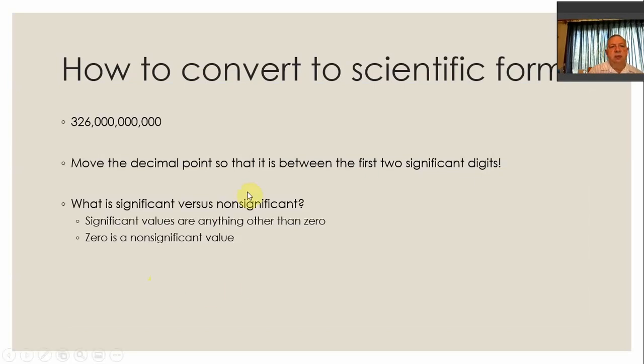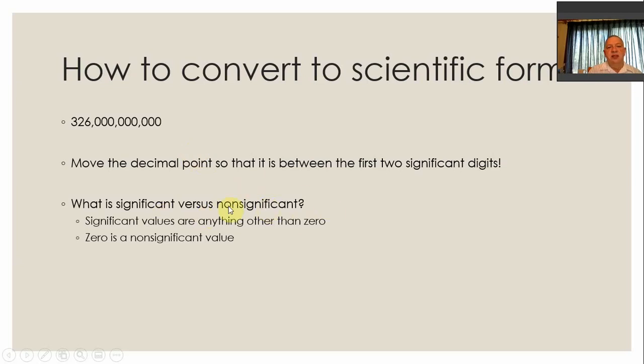So how do we convert? Again, we move the decimal point so that it is between the first 2 significant digits. I want to maintain the significant digits here. 0 is not really significant, so I can encode them as a power of 10, and we'll be able to maintain this. Okay.